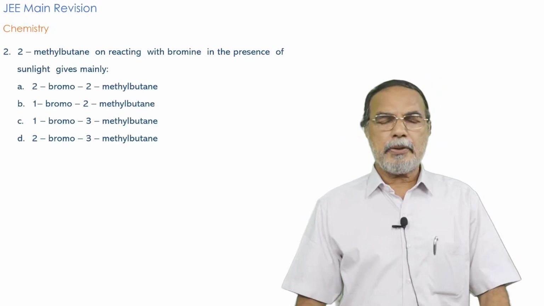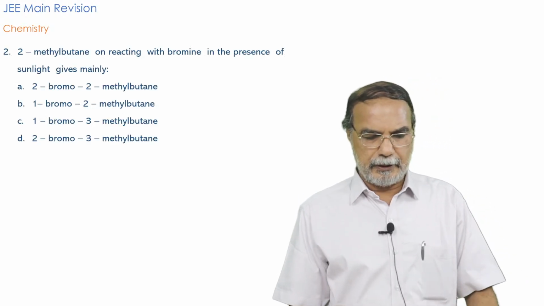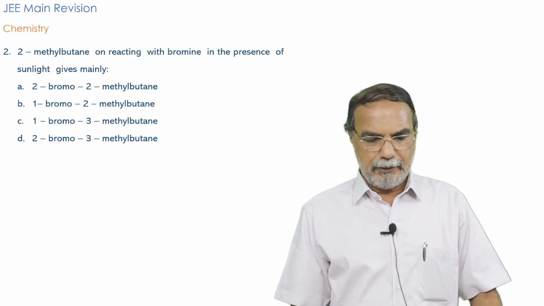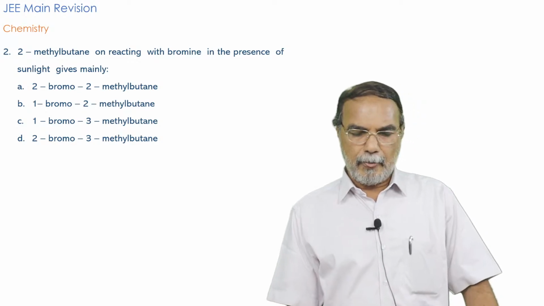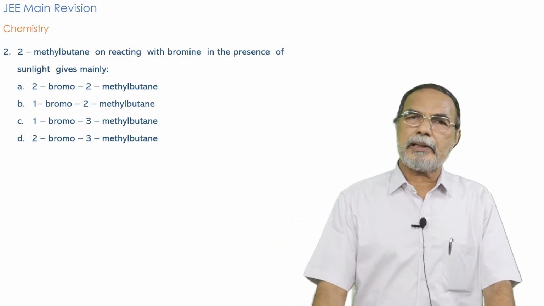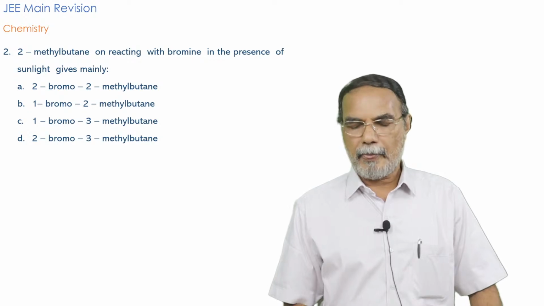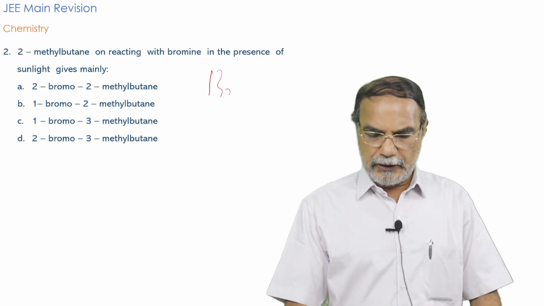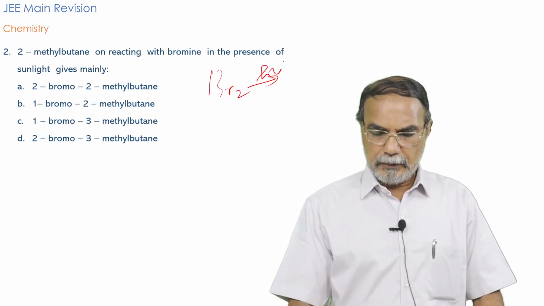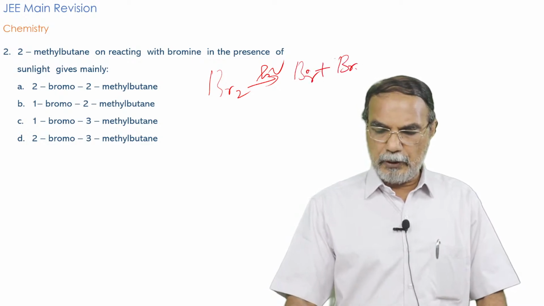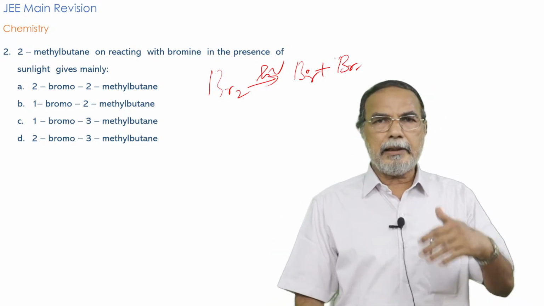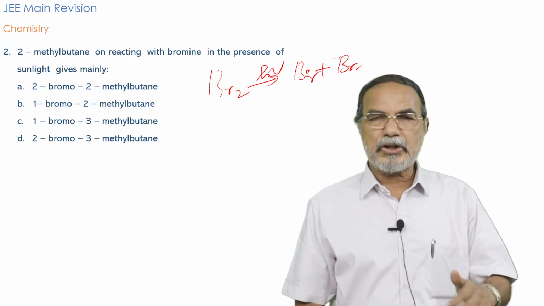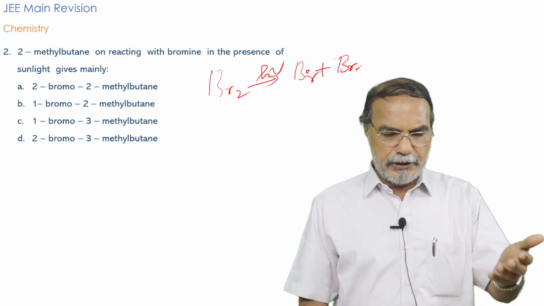Now coming to question number 2, please read the question. 2-methyl-butane on reacting with bromine in the presence of sunlight gives mainly. Bromine in the presence of sunlight means a photochemical reaction, and the bromine dissociates by homolytic fission forming bromine radicals. So obviously the reaction is a radical initiated reaction.